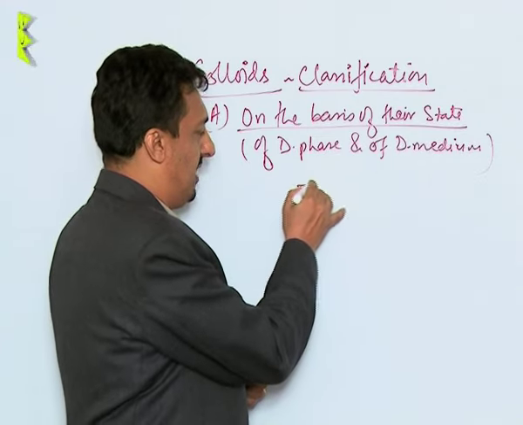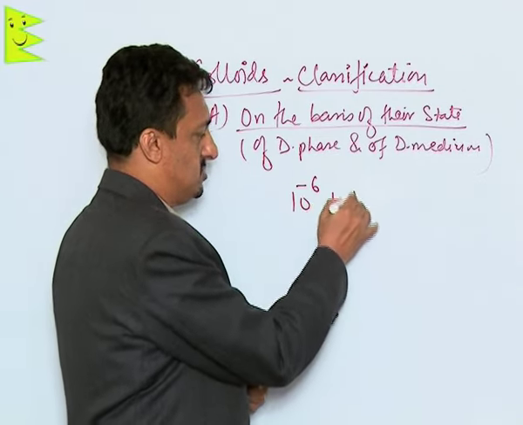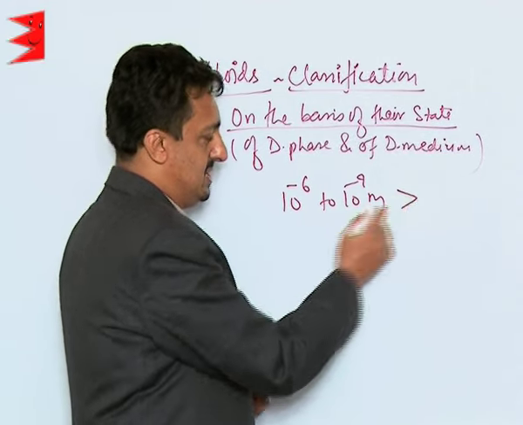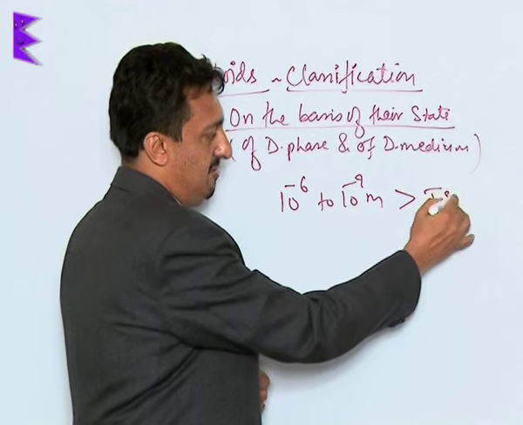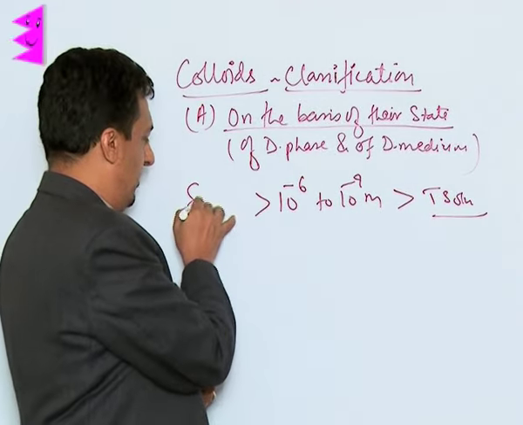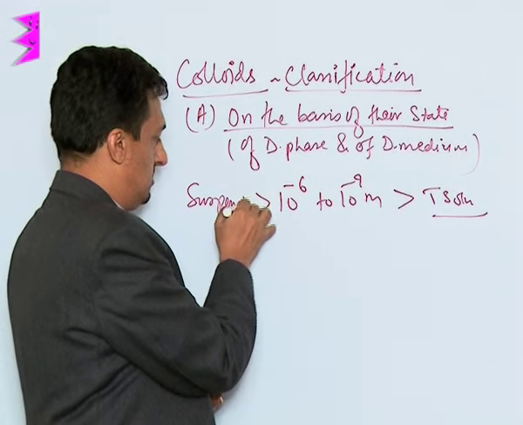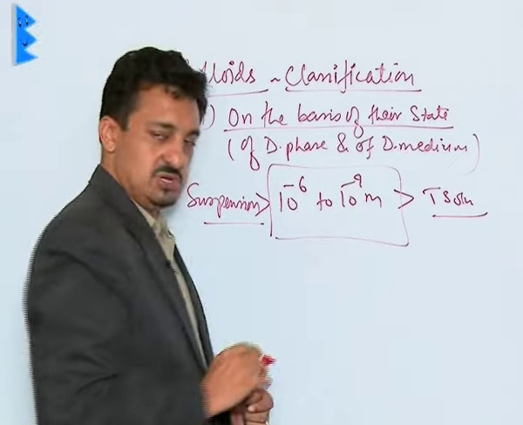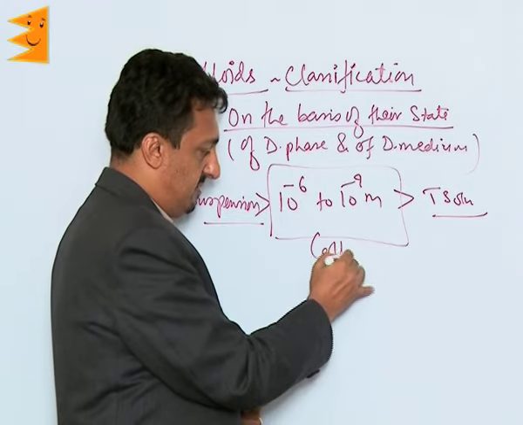Now the major difference between the true solution and the colloid is basically their particle size. The size of colloidal particles is from 10 to the power minus 6 to 10 to the power minus 9 meters. If the particle size is smaller than this, then it definitely belongs to the true solution range, and if it is larger than this, then it is for the suspension. But yes, we have colloids of this range. So this range is for colloids.